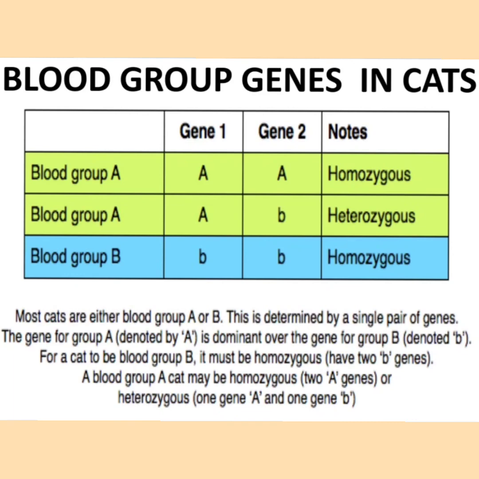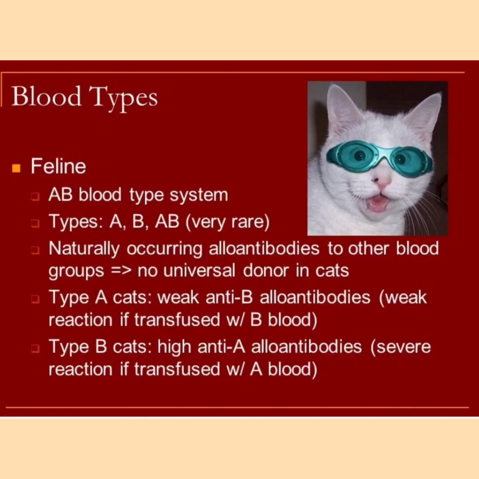Most cats are either blood group A or B. This is determined by a single pair of genes. The gene for blood group A, denoted by capital letter A, is dominant over the gene for blood group B, which is denoted by small letter b. For a cat to be blood group B, it must be homozygous, having 2 B genes. A blood group A cat may be homozygous, 2 A genes, or heterozygous, 1 capital A gene and 1 small b gene.